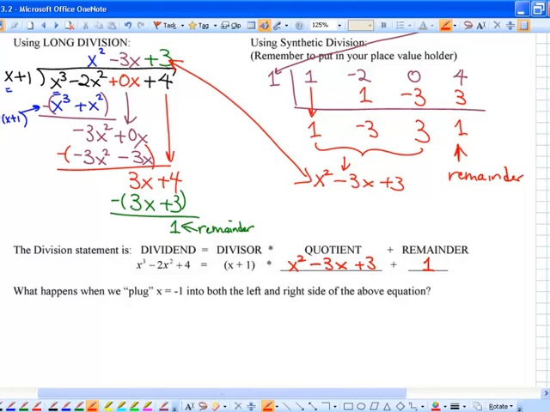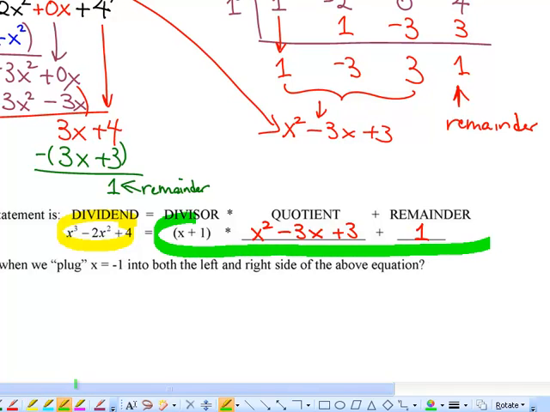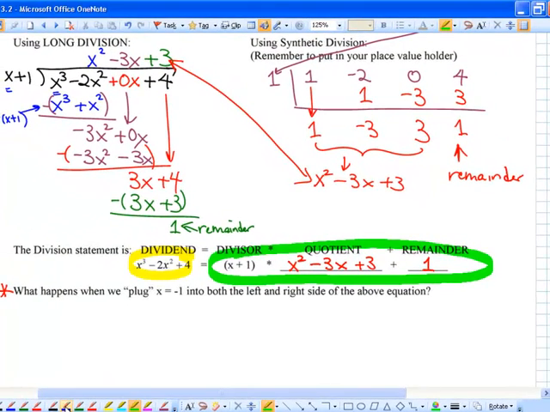Now, here's the big question. What happens when we plug in x equal to negative 1 in both the left, that's this one, and the right, that's this whole piece, side of the above equation? Okay, so let's take a look at what we get. We'll do the left side first.